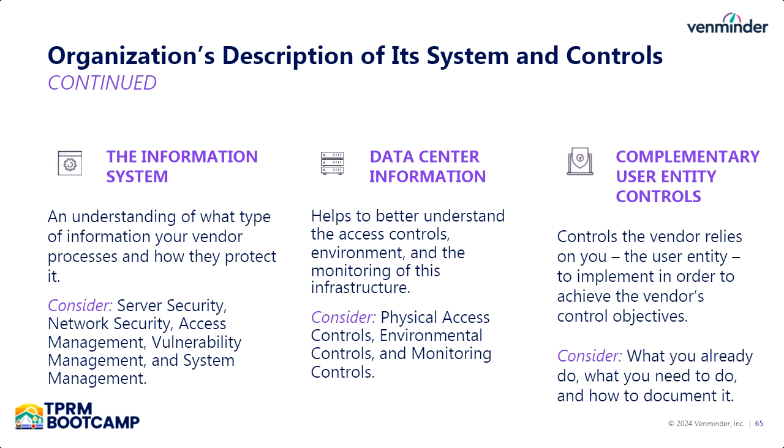This narrative section should also include controls surrounding the information systems, the data center, and then complementary user entity controls. So when we talk about the information system, what we're looking for in a SOC is really an understanding of what type of information your vendor processes and how they protect it. So we're looking for things regarding the infrastructure: server security, network security, access management, vulnerability management.